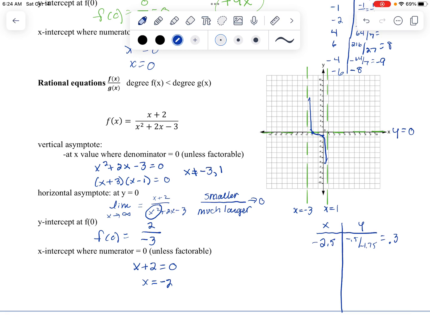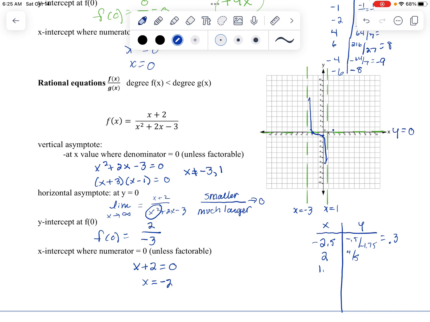Next up, I have the other 4 coordinates to test. So let's test an easy point. To the right of x equals 1 is 2. 2 plus 2 on top is 4. On the bottom, I have 4 plus 4 minus 3. So 8 minus 3 is 5. I have 4/5. You might want to, at that point, try another one. You could do 1.5 to get a value up above. You could do 5. 5 is going to give you a value really close to the x-axis.